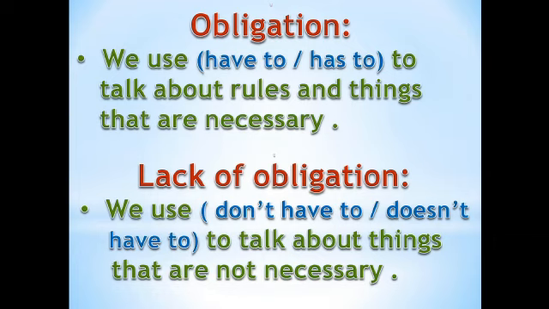Now, we have an important structure in this unit. Obligation. We use have to or has to talk about rules and things that are necessary, that are important to do. And for the lack of obligation, we use don't have to or doesn't have to talk about things that are not necessary. But we are not free to use the one we like. It depends on the subject.